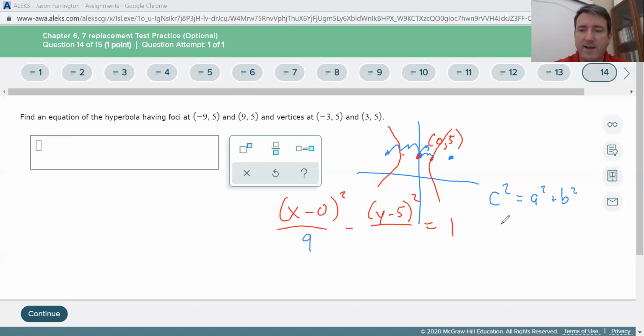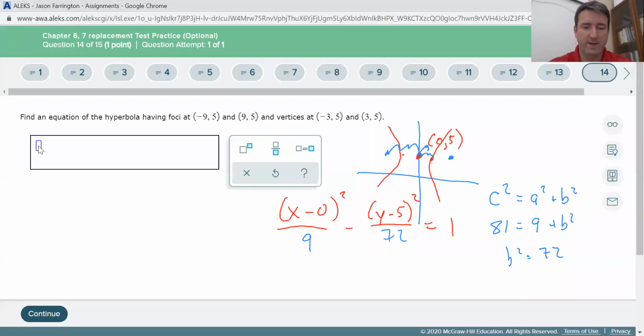So c is 9, so c squared is 81. The a is 3, so a squared is 9 plus b squared. So b squared is equal to 81 minus 9, which is 72. And so that's what's going to go under here. That's going to be 72. And so let's write that equation right up here.